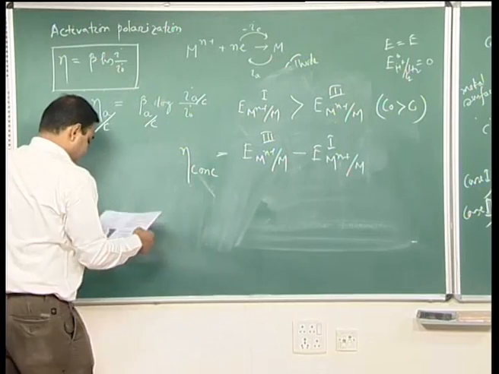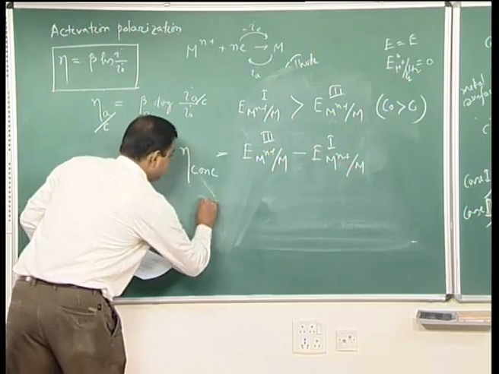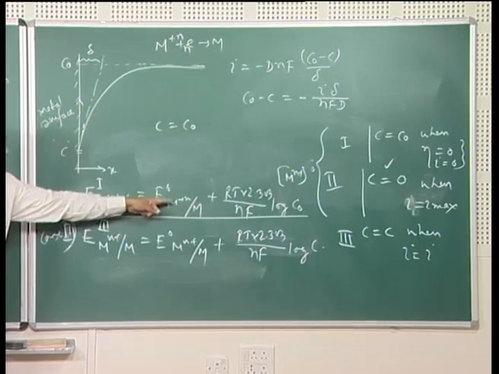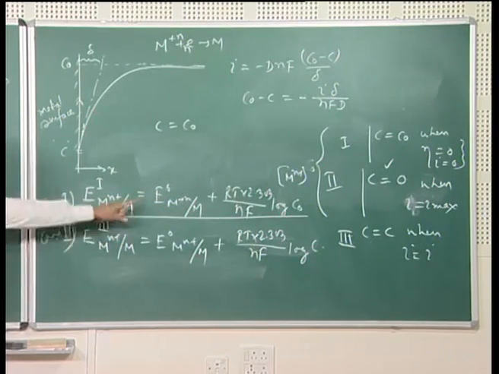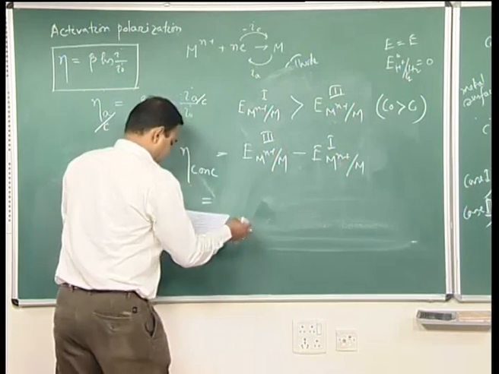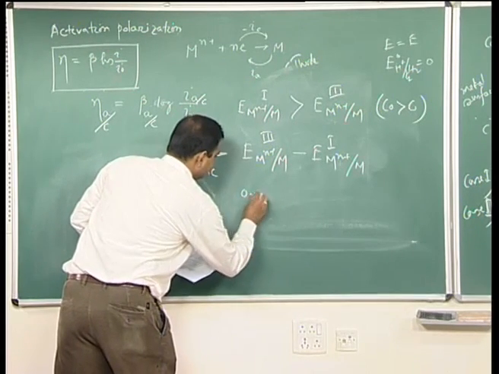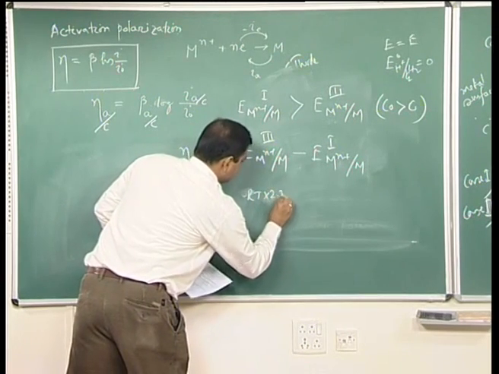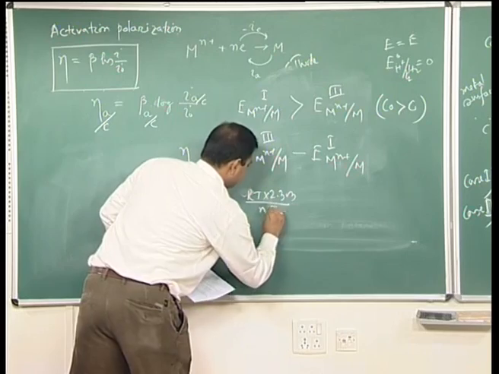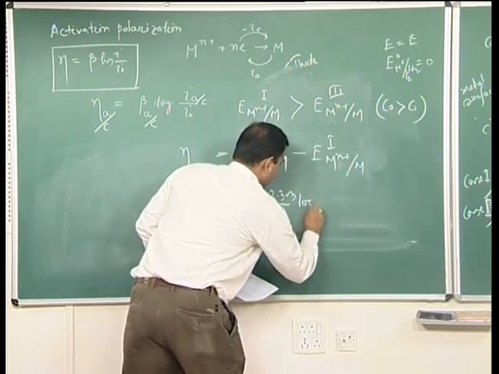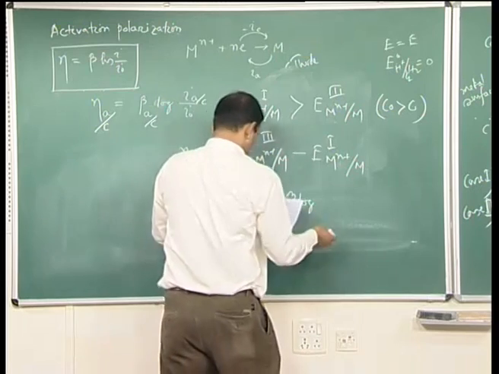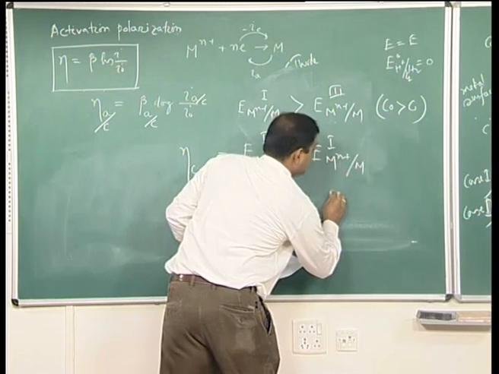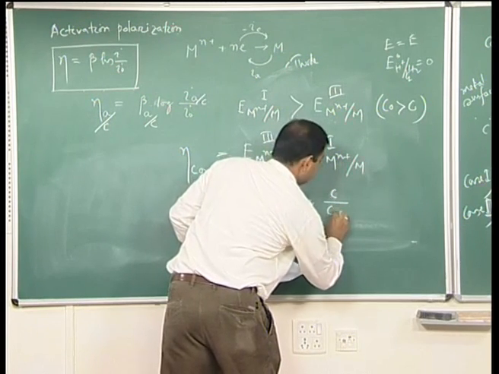Now, from this we can write that these two will get cancelled because these are the standard reduction potential for M^n+ to M. These two will get cancelled. So, finally, I would get RT into 2.303 by nF log of C by C0.